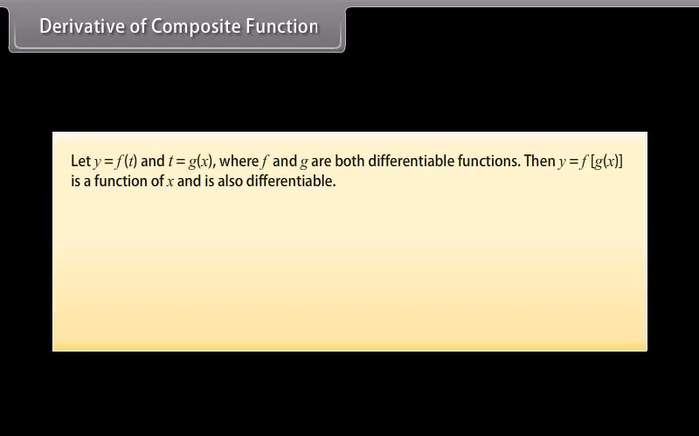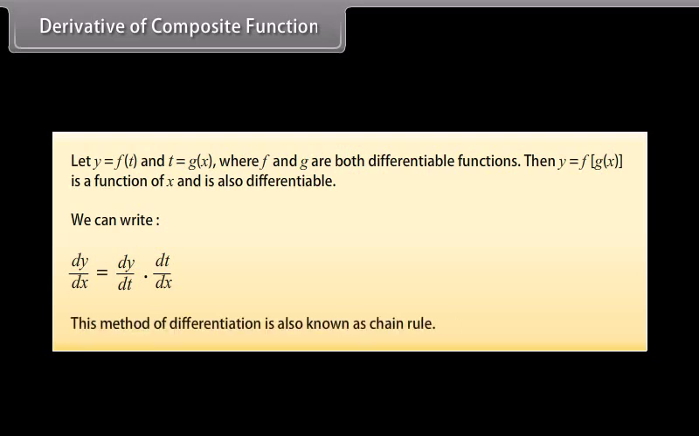Derivative of composite function. Let y is equal to f of t and t is equal to g of x, where f and g are both differentiable functions. Then y is equal to f of g of x is a function of x and is also differentiable. We can write dy/dx is equal to dy/dt into dt/dx. This method of differentiation is also known as chain rule.